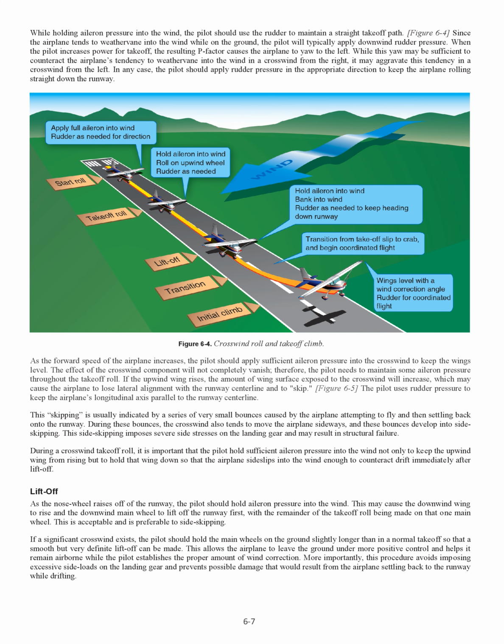If a significant crosswind exists, the pilot should hold the main wheels on the ground slightly longer than in a normal takeoff so that a smooth but very definite liftoff can be made. This allows the airplane to leave the ground under more positive control and helps it remain airborne while the pilot establishes the proper amount of wind correction. More importantly, this procedure avoids imposing excessive side loads on the landing gear and prevents possible damage that would result from the airplane settling back to the runway while drifting.